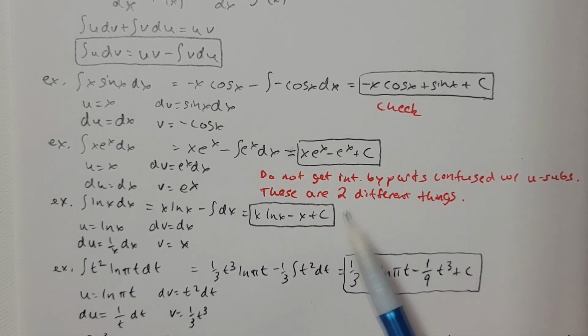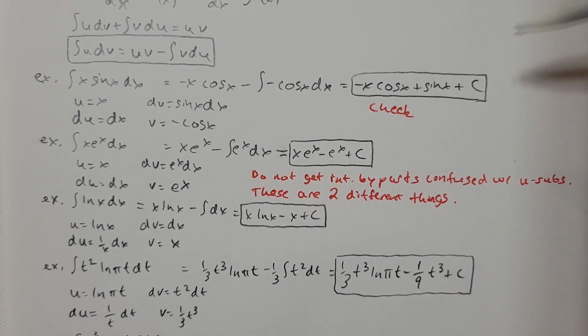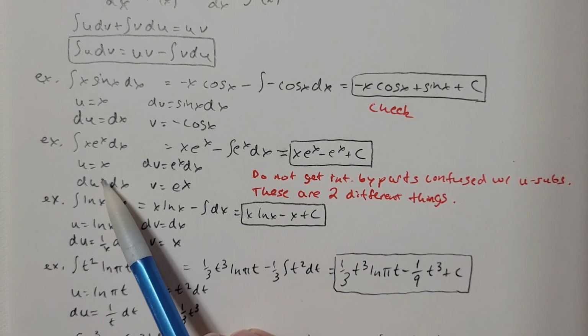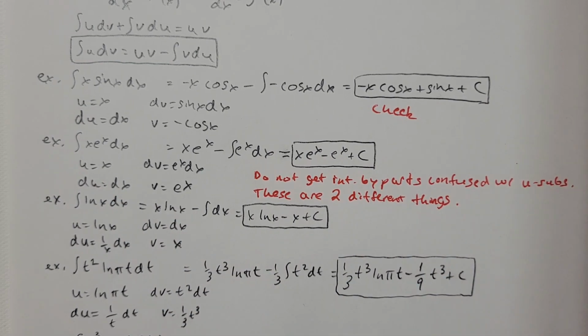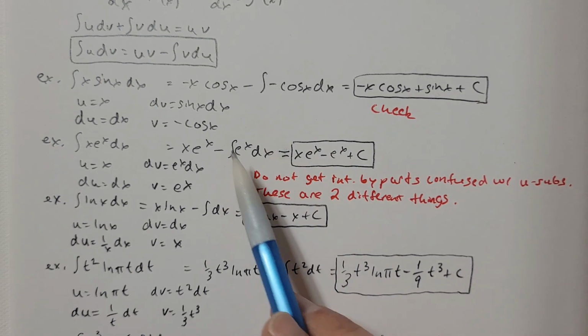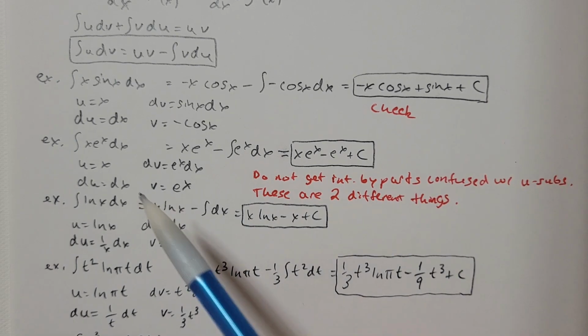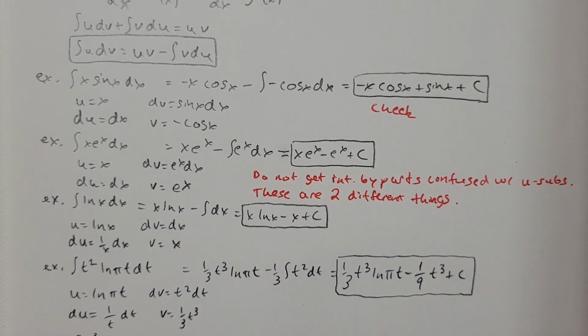Now I've got a note here. Don't get integration by parts confused with a u substitution. These are not the same thing at all. A u substitution is where you're going to get a brand new integral involving u. Well, I don't have anything involving u in these integrals here. So it's a completely different method for integrating.